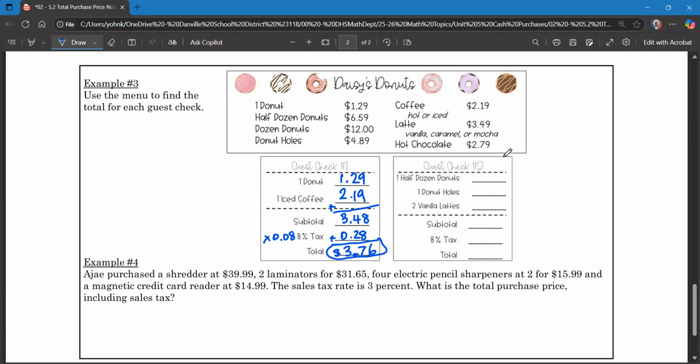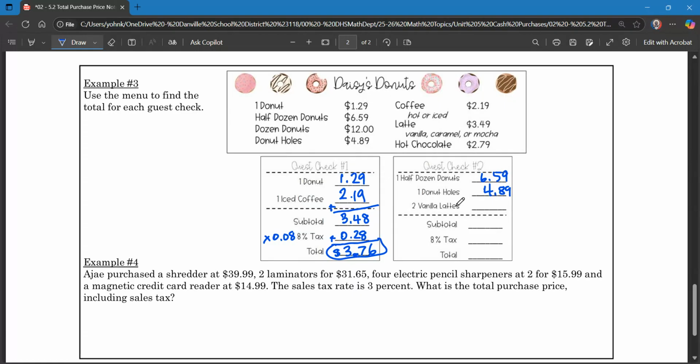All right, let's try another one. Guest check number 2. This person had 1 half dozen donuts. So half dozen donuts is $6.59, and they had 1, $6.59. 1 donut hole, so 1 donut hole, that must be a ginormous donut hole, $4.89.